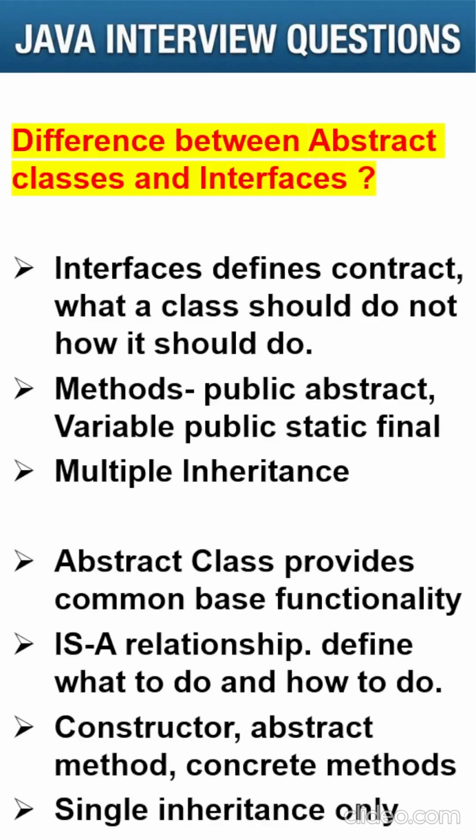Difference between abstract classes and interfaces. Interfaces define a contract: what a class should do, not how it should do it, whereas abstract classes provide a common base functionality to be implemented by other classes.